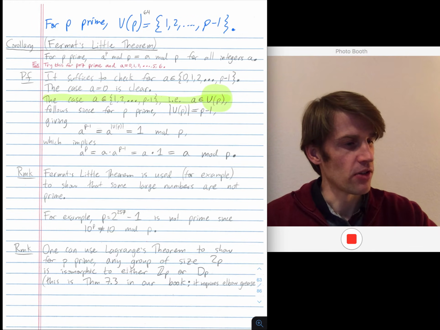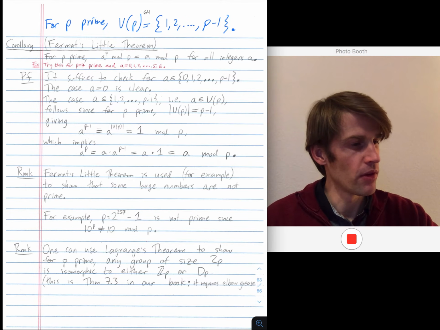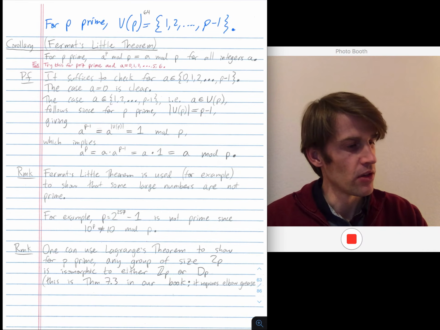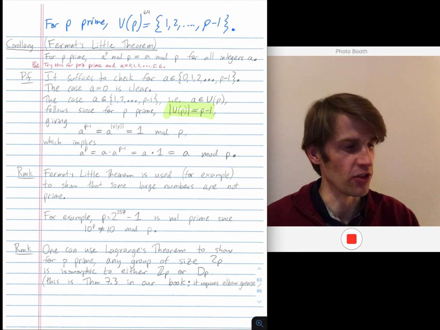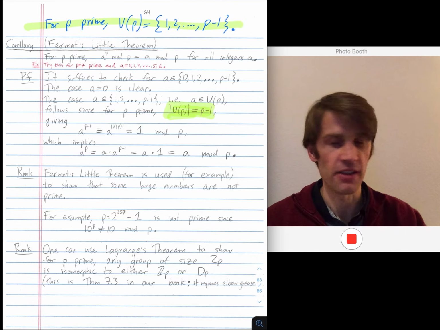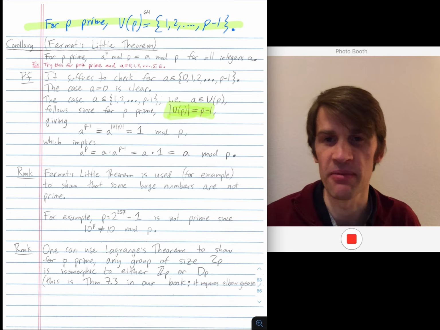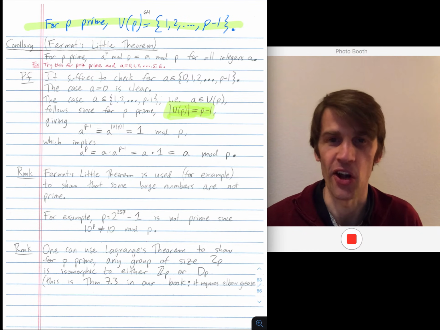Here you can see that for P prime, the size of this group of units mod P is P minus 1. That's explained by this up above. When P is prime, the group of units has P minus 1 elements, 1, 2, all the way up to P minus 1.